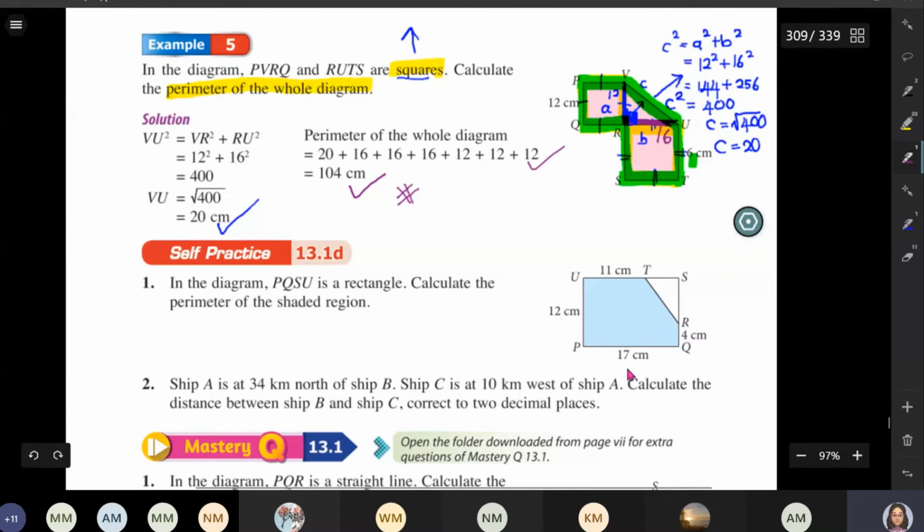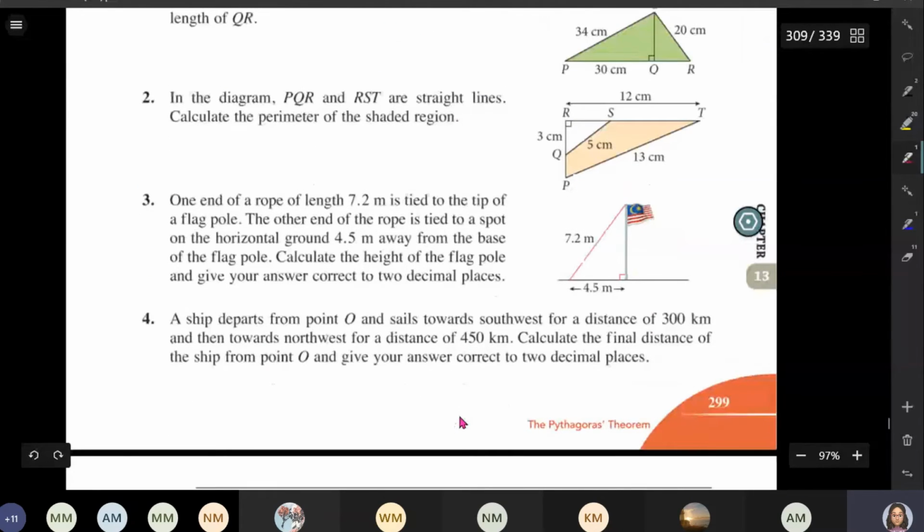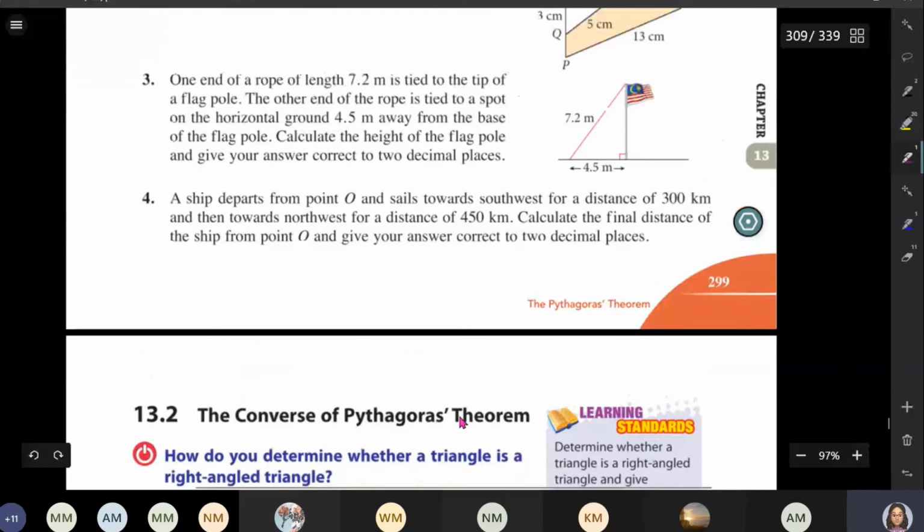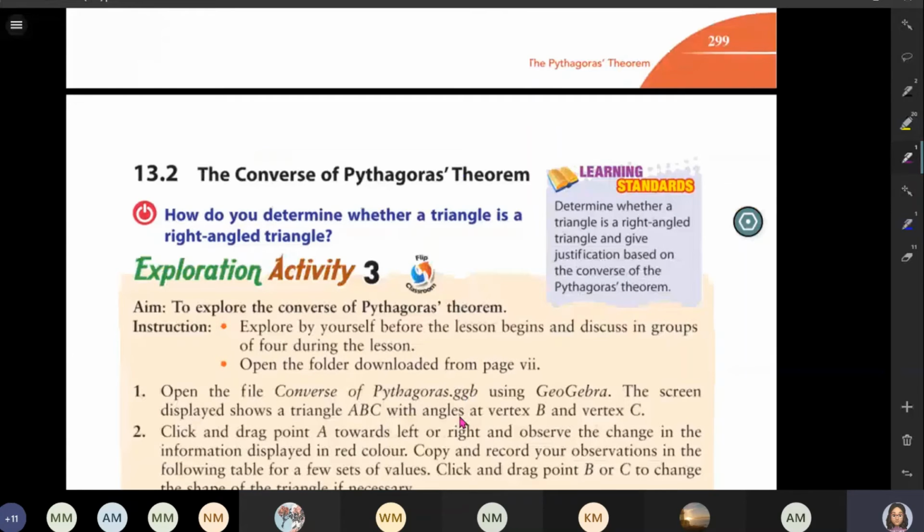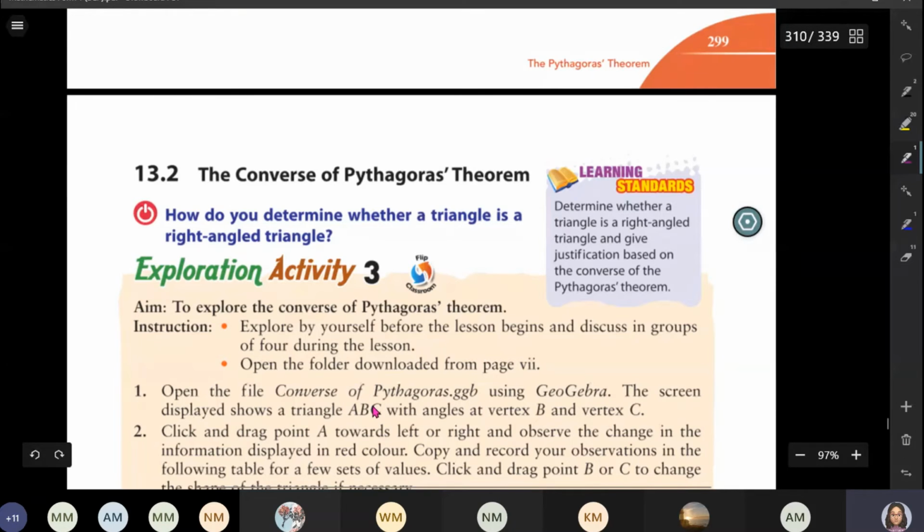Okay, so I'll give you one more example. After this example, or maybe we'll just go on straight, I will do the quiz paling last lah sebelum kita end the section. So guys, let's move on to the next part of the chapter. The next part of the chapter will actually talk about the converse of Pythagoras Theorem. So how do you determine whether a triangle is a right angle triangle? So now converse means apa? Artinya you dah tahu sekarang if it is a right angle triangle, you can use Pythagoras Theorem. Sekarang kita akan belajar pula how to use Pythagoras Theorem to find out if the triangle is a right angle or not.